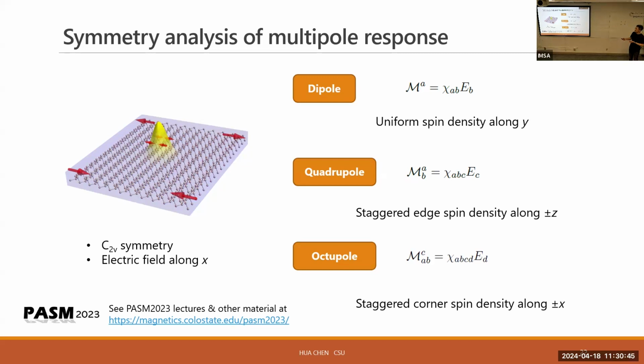But you can find that after symmetry analysis, this spin density is along a different direction. This is along the wire. And you can also do the symmetry analysis for the quadrupole moment created by the same electric field along Z. And only this octupole moment creation is along X. If you want to learn more about these symmetry tools, at the summer school last year, some of your students went there. You can still find the lecture notes on our website.